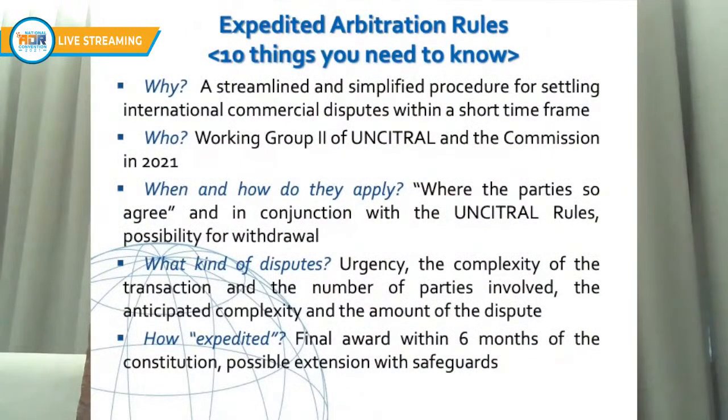Third, when do the expedited rules apply? To incorporate the expedited rules, a new paragraph was included in the UNCITRAL Rules with the phrase, "where the parties so agree." This means that the parties' express consent is required for the expedited rules to apply. A mere reference to the UNCITRAL Rules would not trigger the expedited rules, and a specific reference is required. And unlike other institutional rules, there is no other threshold, for example, based on the amount of the dispute, for the application of the rules.